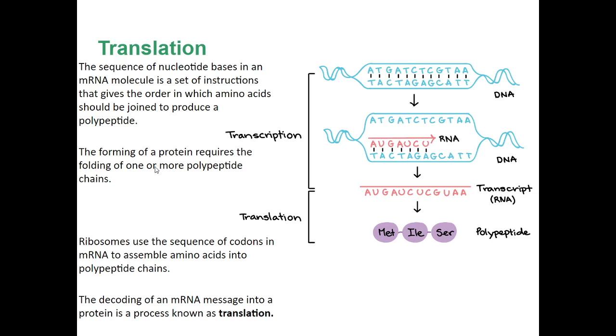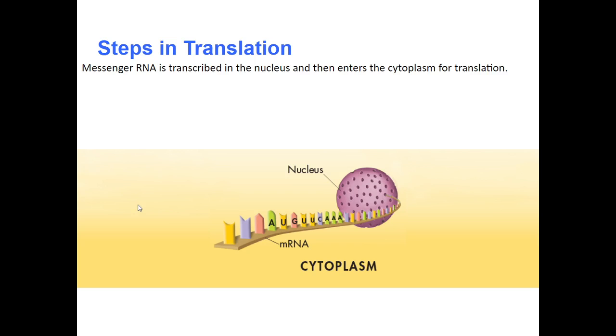So then we finally talk about translation, and the idea is pretty straightforward. I have the information on my messenger RNA. I need to turn it into a sequence of amino acids. This is done outside of the nucleus. Transcription happens in the nucleus, translation happens outside of the nucleus. And here comes my messenger RNA that I made. It's coming out through these holes in the nuclear envelope, or the nuclear membrane, called nuclear pores.